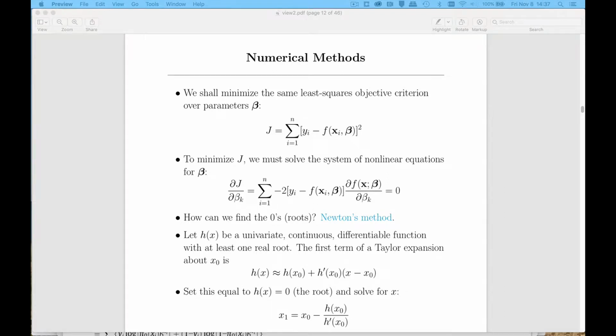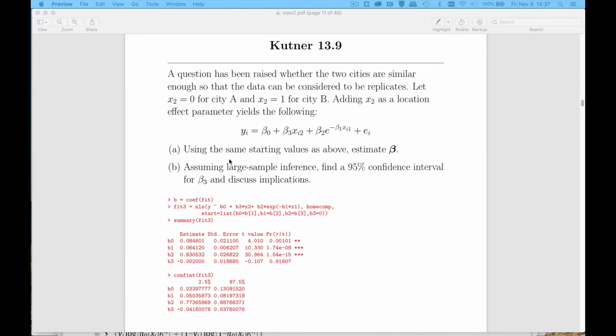This video is going to talk about how to estimate the minimum of a cost function. So here's the situation we're in. We're doing some nonlinear least squares.